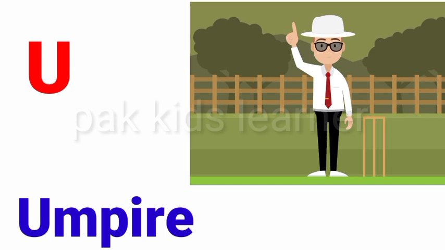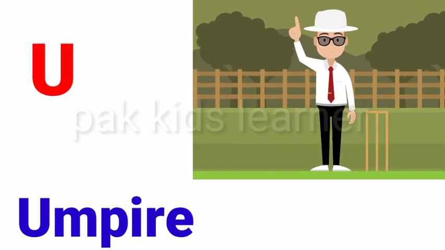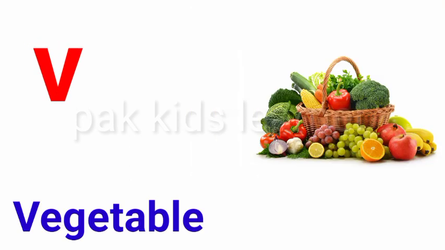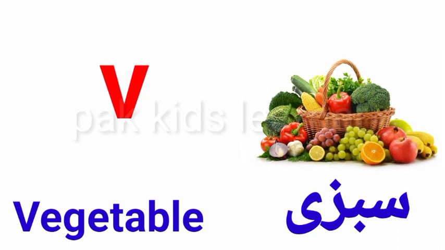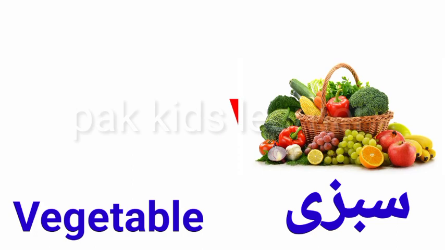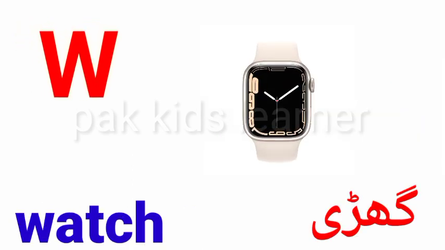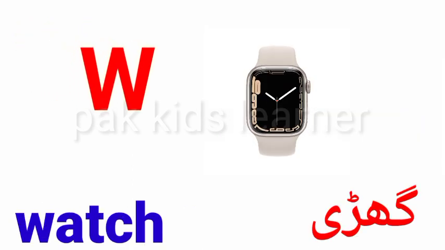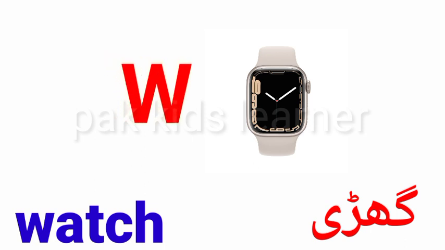U for umpire. Umpire means umpire. V for vegetable. Vegetable means सब्जी. W for watch. Watch means घड़ी.